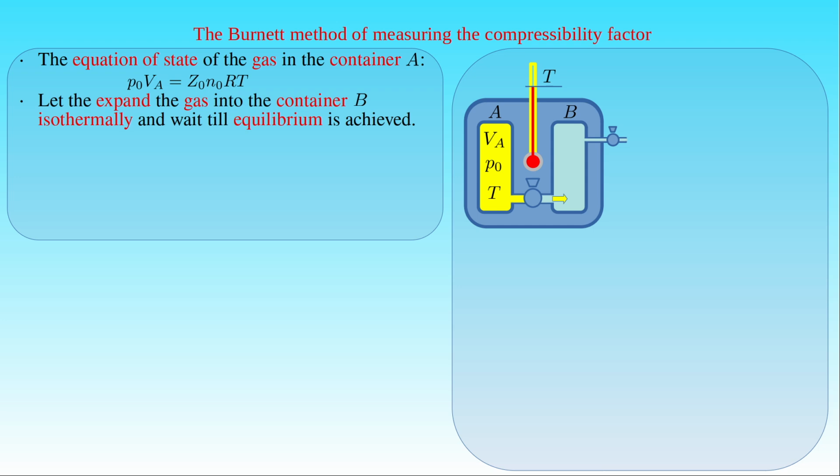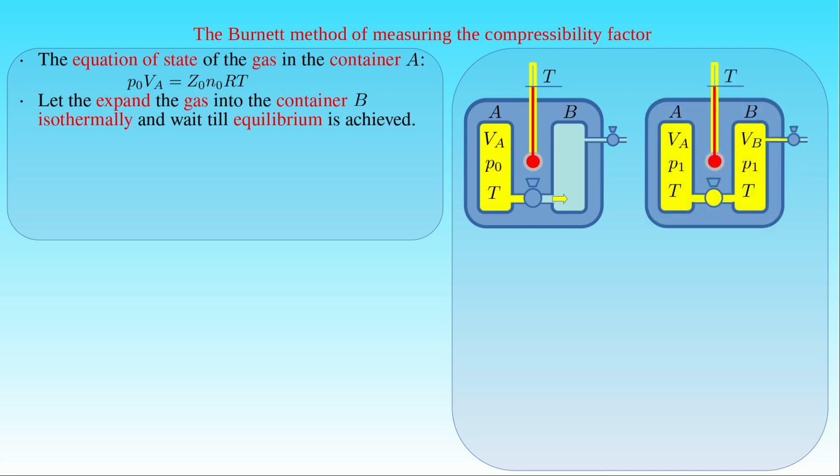In this measurement we will wait until the thermostat can equalize the temperature of the expanded gas in the containers at the temperature T. When the thermodynamic equilibrium of the system is achieved, we measure the pressure P1 of the gas, and write its equation of state in the form stating that the pressure P1 times the sum of the volumes VA and VB is equal to the compressibility factor Z1 times the amount of species N0 of the gas times the gas constant R times the temperature T.